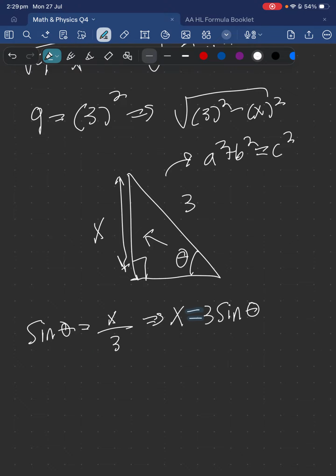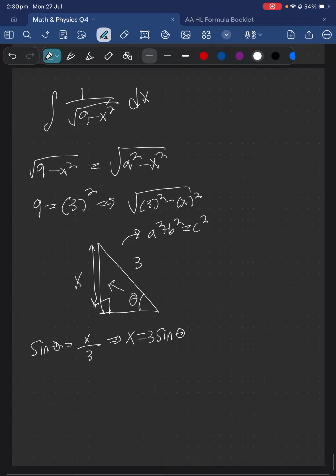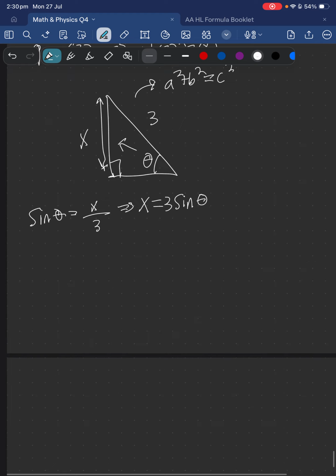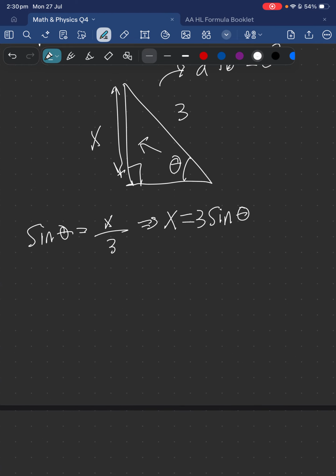If you can understand up to here, you will be fine. You can solve trig substitution questions. But if you don't understand this important step, then I advise you to watch other videos or ask me more questions so I can make another video on this.